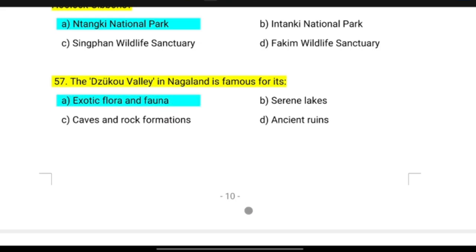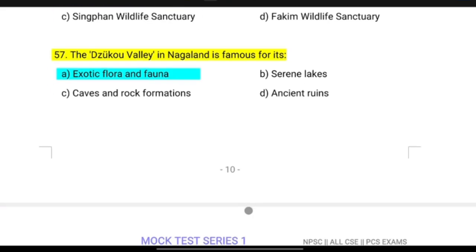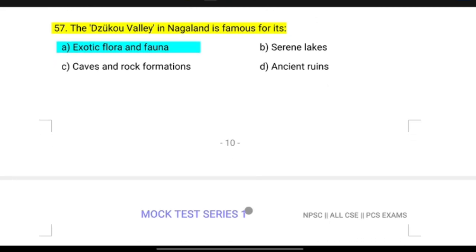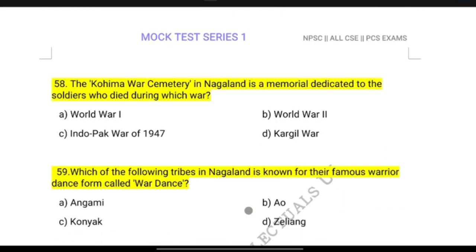Explanation. Zuko Valley in Nagaland is renowned for its rich biodiversity, exotic flora, and fauna. It is a popular trekking destination known for its scenic beauty. 58. The Kohima War Cemetery in Nagaland is a memorial dedicated to the soldiers who died during which war? Solution. B. World War II.